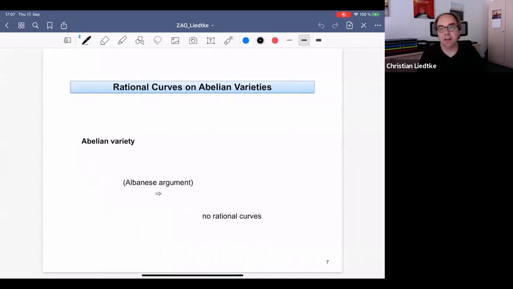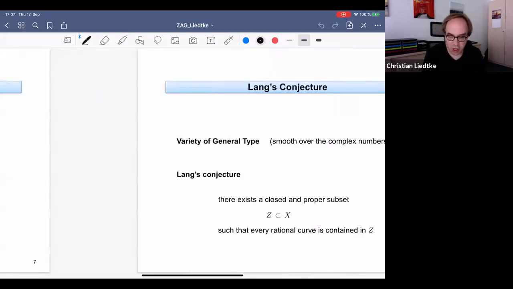On the other hand, if you have an abelian variety, and you have a morphism from P^1 to an abelian variety, then just by the universal property of the Albanese map, this has to factor through the Albanese variety of P^1, which is a point. So every map from P^1 to an abelian variety must be constant. In particular, there are no rational curves on abelian varieties. So Fano a lot, abelian varieties none.